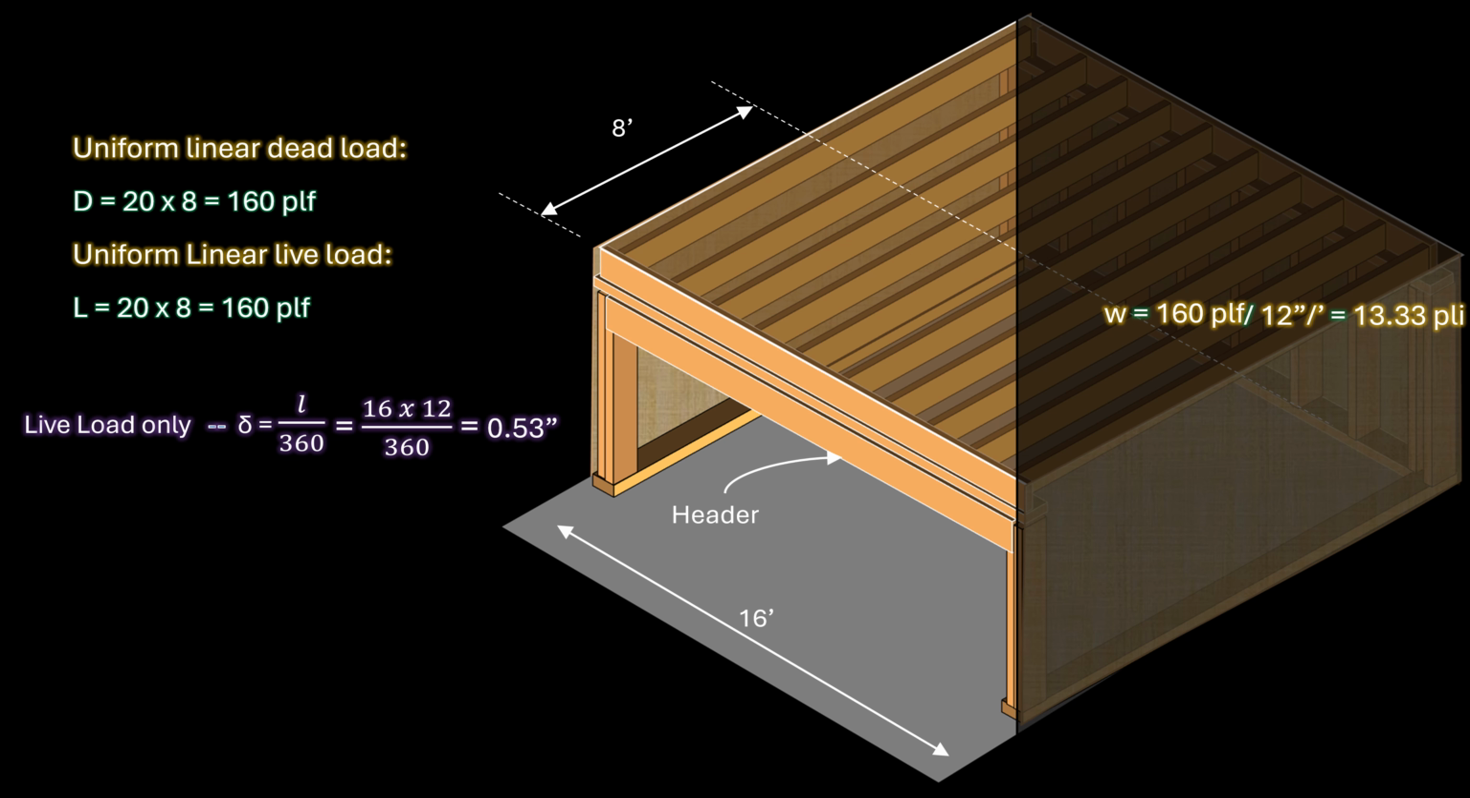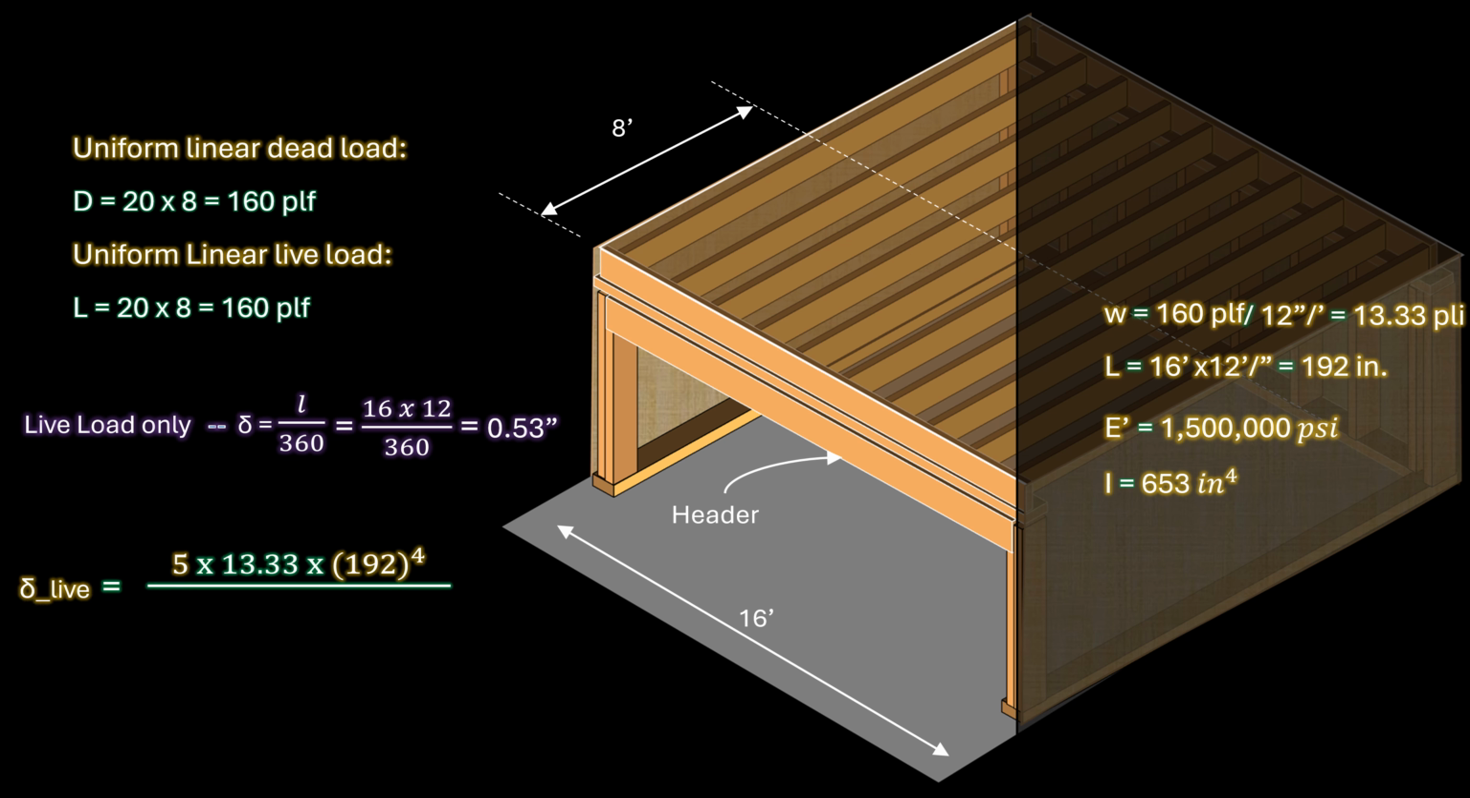The span of the header is 16 feet. This is equal to 16 times 12 inches per foot, which is 192 inches. We have already determined that the modulus of elasticity is 1,500,000 pounds per square inch and the area moment of inertia is 653 inches to the 4th power. Therefore, the live load deflection is 0.24 inches. This is less than the maximum 0.5 inch limit that we have determined, and therefore the beam is adequate.